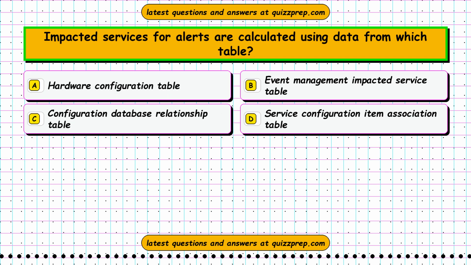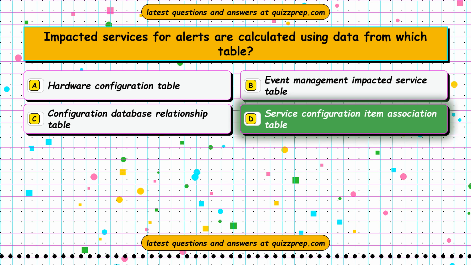Question 66. Impacted services for alerts are calculated using data from which table? Option A, hardware configuration table. Option B, event management impacted service table. Option C, configuration database relationship table. Option D, service configuration item association table.